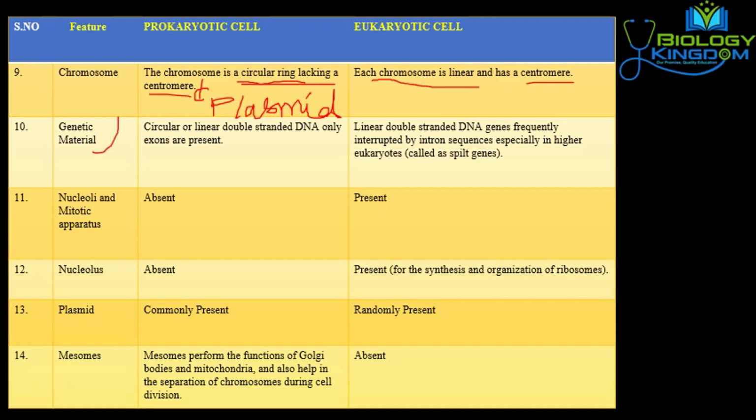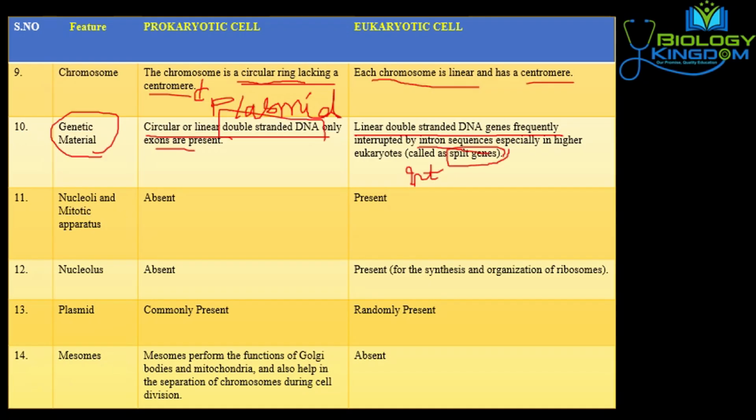Coming to the most important part, the genetic material. In the prokaryotic cell, we only find double-stranded DNA, either in a circular format or in a linear form, which has exons present in it. Whereas in eukaryotic cells, we observe linear double-stranded DNA genes frequently interrupted by intron sequences, in the case of split genes. They are usually present as intron and exon sequences in eukaryotic cells. But in prokaryotes, it occurs only as double-stranded DNA.